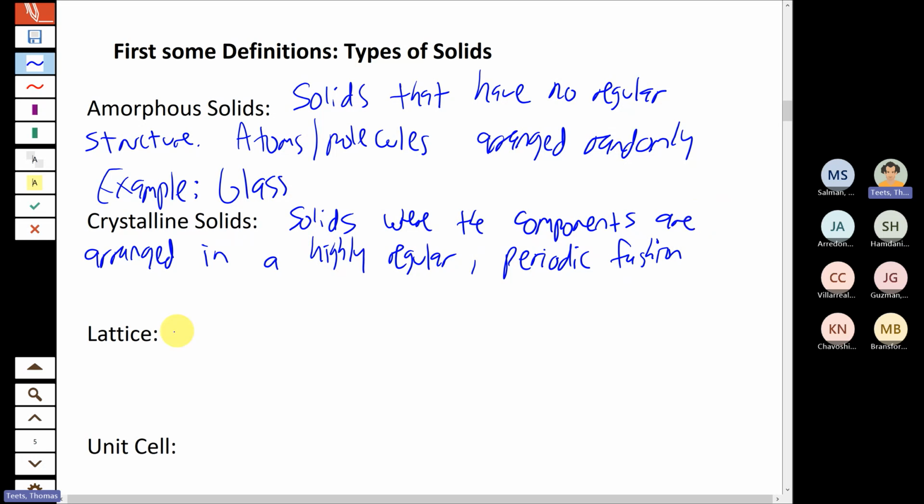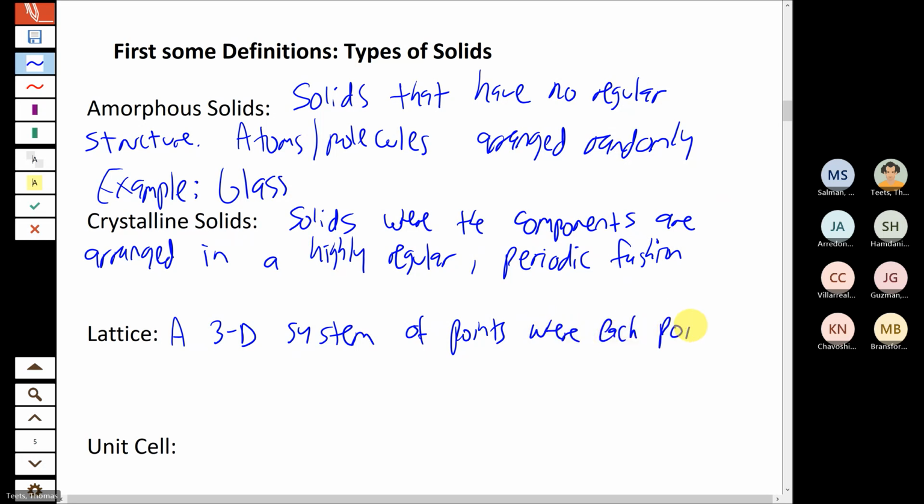So the lattice would be the three-dimensional system of points that then comprises the crystalline solid, where each point represents an atom or a molecule, if we're talking about it in a chemistry context.